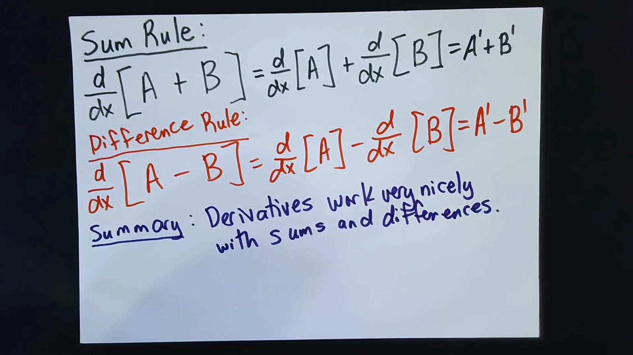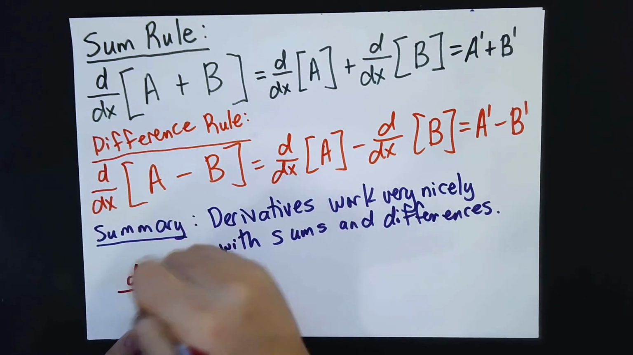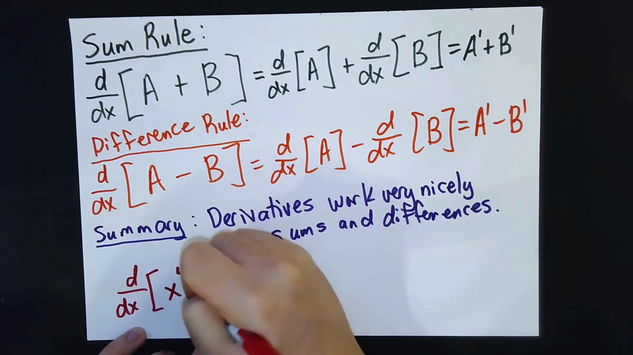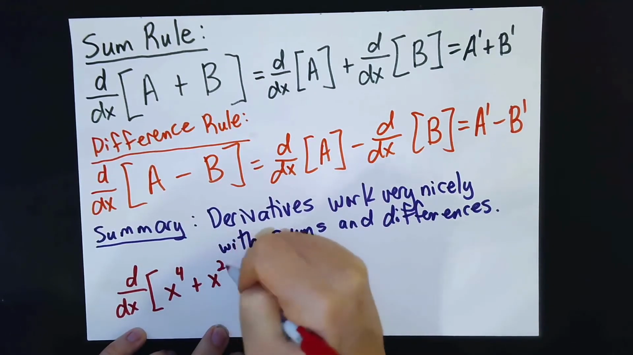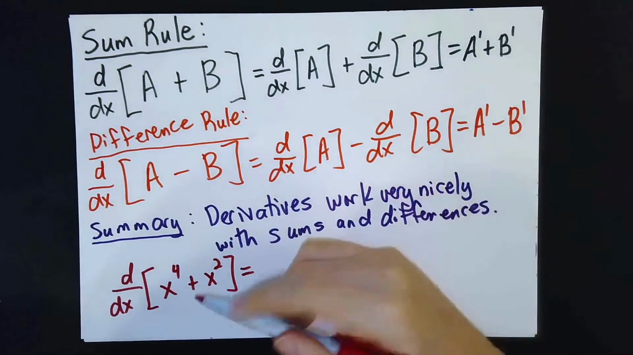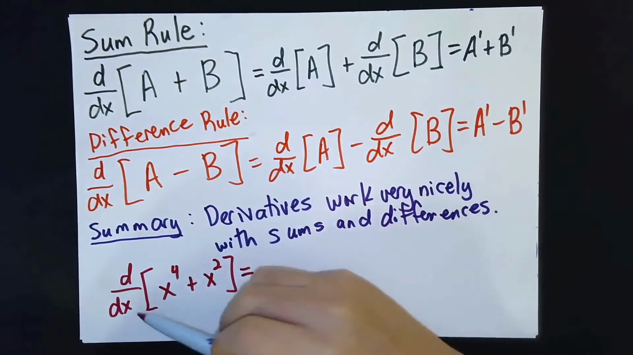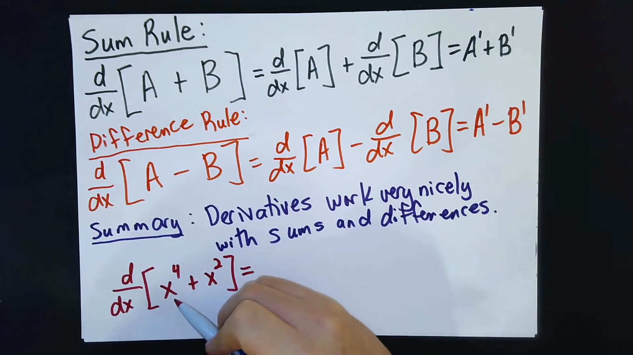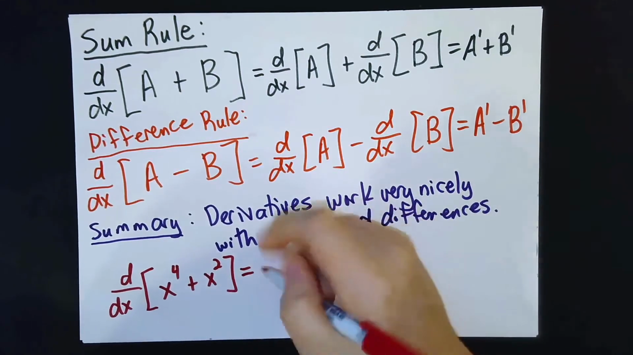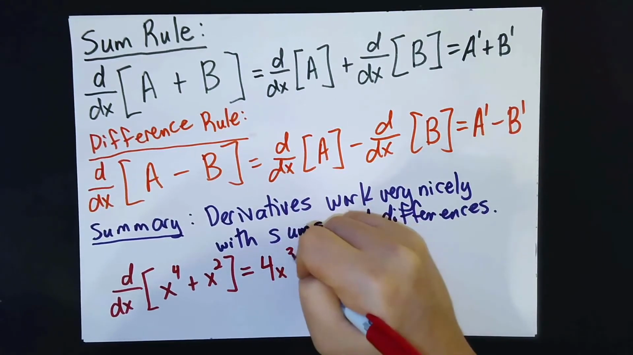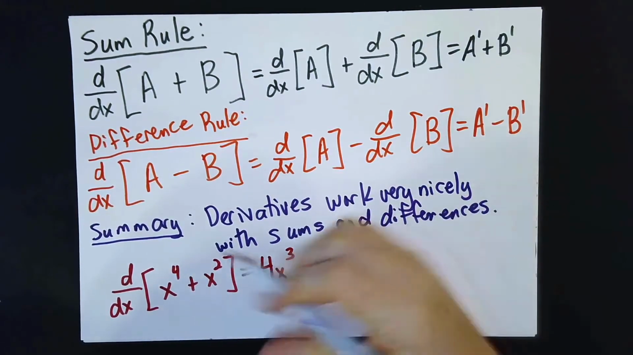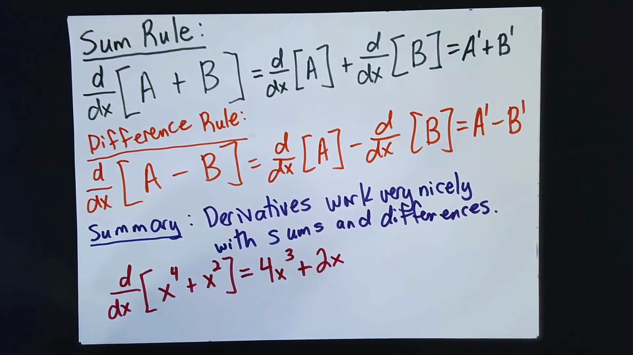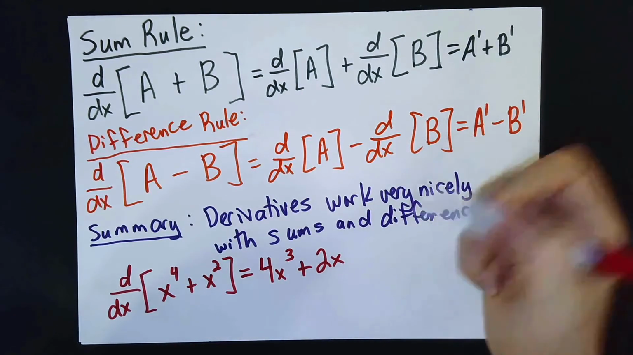And so what does that give us? That means that now we can take the derivative of something like x to the fourth plus x squared, and the sum rule is going to tell us that when I take the derivative of x to the fourth plus x squared, I'm going to get the derivative of x to the fourth, which from the power rule, remember, is 4x cubed, plus the derivative of x squared, which from the power rule is 2x. Or 2x to the 1, it's the same thing.